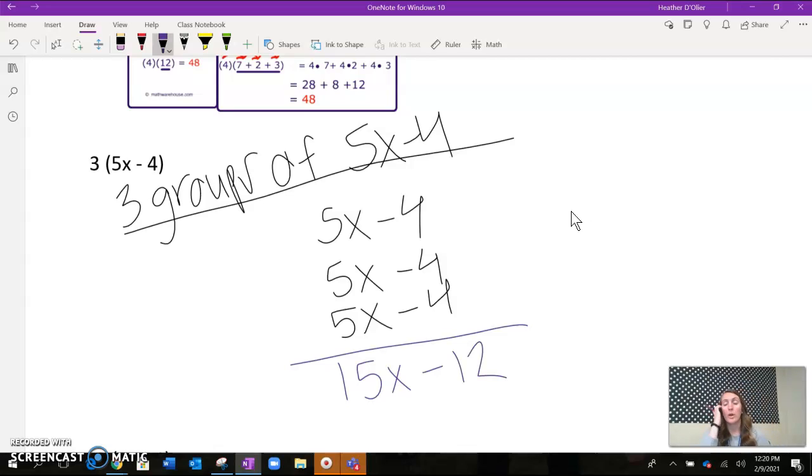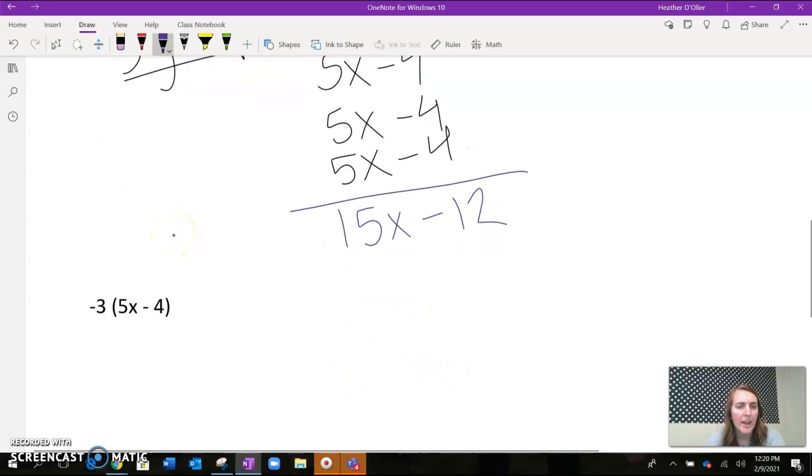Okay? When we have this distributive property, I'm multiplying what's inside, but remember that multiplication just means groups of. I'm saying I have 3 groups of 5x. I'm saying I have 3 groups of negative 4. That's why the multiplication works, right? I did 3 times 5 is 15x. 3 times negative 4 is negative 12.